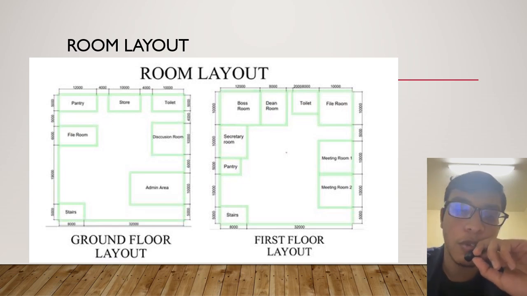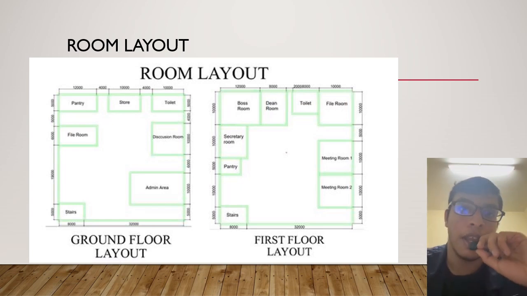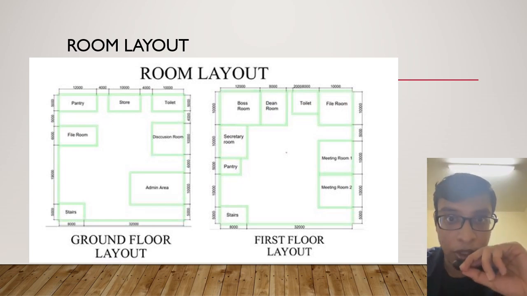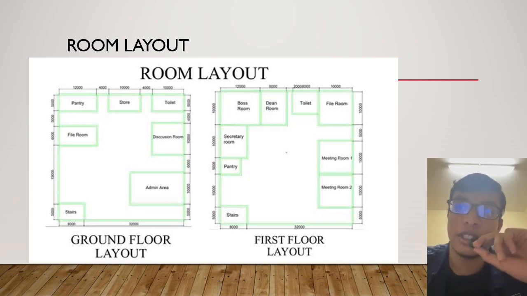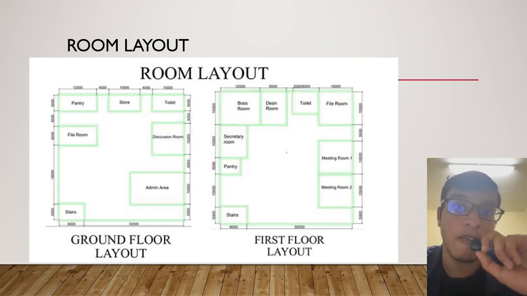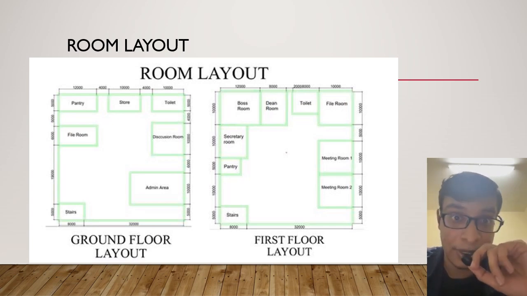For the ground floor we can see there is a pantry, storeroom, toilet, file room, discussion room, admin area, and also stairs. For the first floor there are some similar rooms, but most of them are different, such as boss room, dean room, secretary room, meeting room 1 and meeting room 2. But the similar rooms are the toilet, file room, and also stairs.